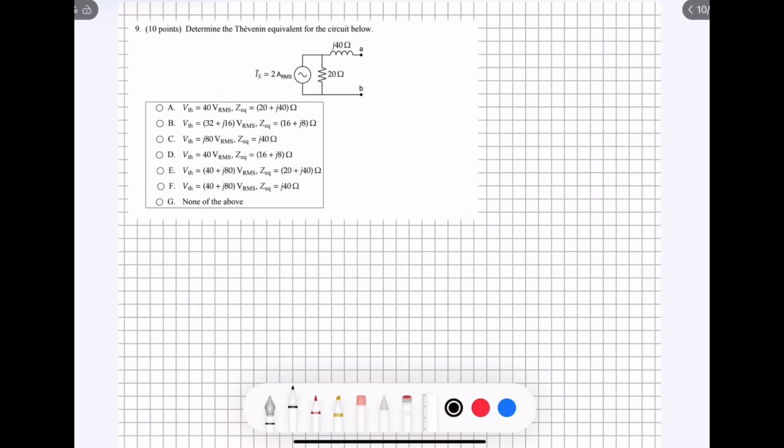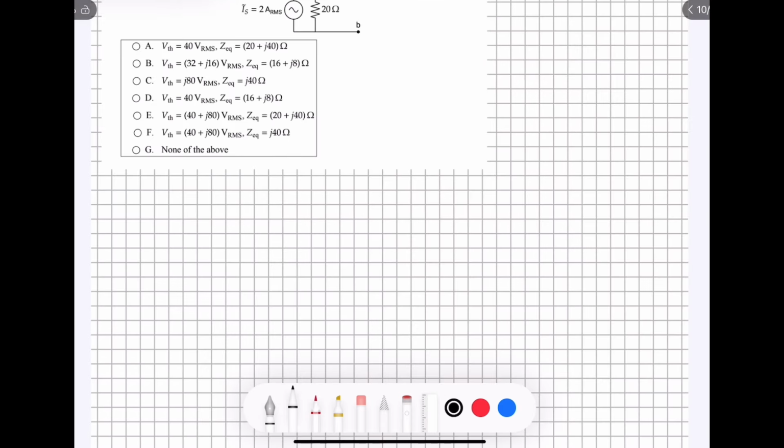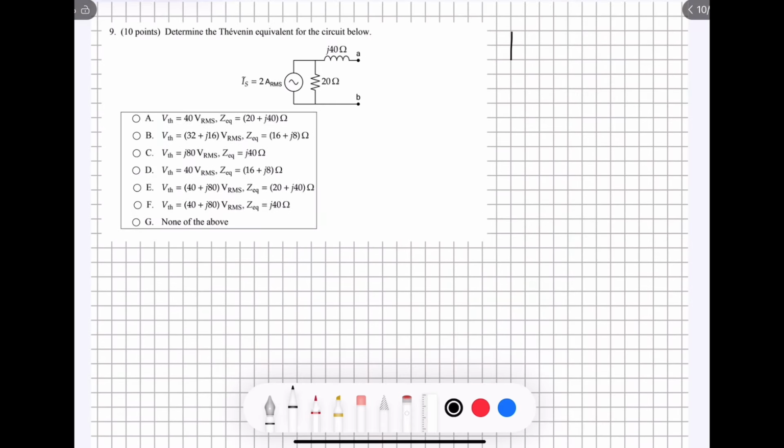Question number 9 asks us to determine the Thevenin equivalent for the circuit below. So right now the circuit is in Norton form, which of course looks like this, where the current source and the resistor are in parallel with each other. And in order to turn it into a Thevenin equivalent, we want them to be in series with each other.